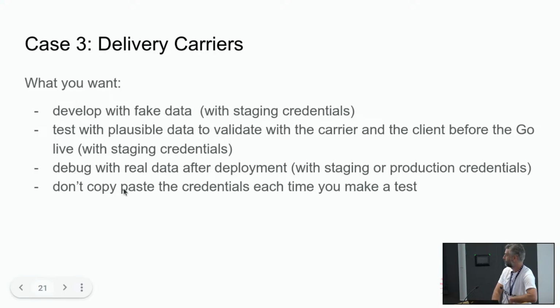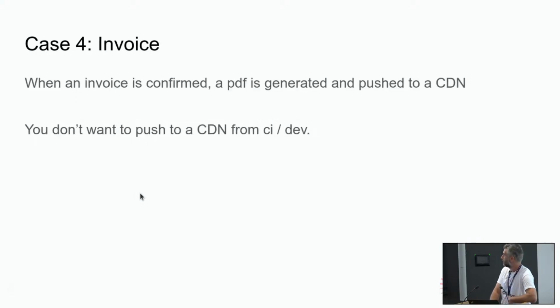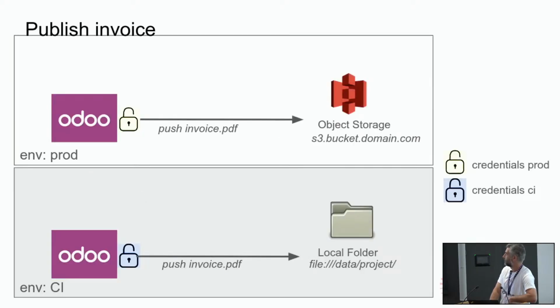And of course, on your dev box or in your CI server, you don't want to enter credentials all the time. This one is quite the same. You may want to publish invoices to something like an S3 bucket. It's object storage kind of stuff. And on the CI, on your dev box, you want to publish to a local folder, because sometimes you just want to be sure about the kind of report. And the target is not the same. Here, it's one protocol, and then it's just a local file.